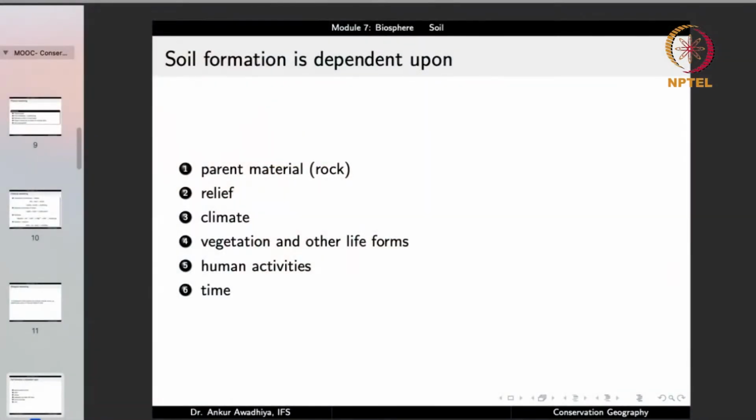its own composition. Now, if a rock is easily weatherable, it's a soft rock, then it will very soon be converted into soil. Common examples are the sedimentary rocks, especially those that are rich in calcium carbonates. On the other hand, those rocks that are very hard, that are very strong, they take a lot of time to convert into soil. Good examples are the igneous rocks. They are very hard. So soil formation is dependent on the parent material or the rock to begin with.